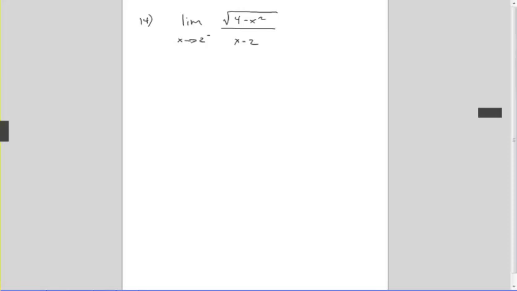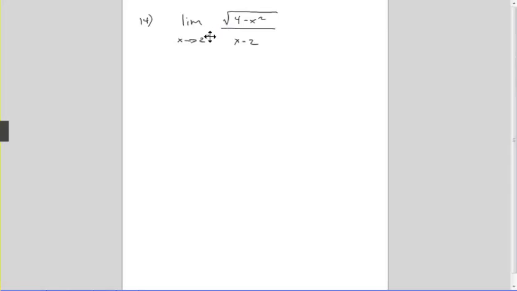This is problem 14, section 7. So let's just read it. The limit as x approaches 2 from the negative side of the square root of 4 minus x squared over x minus 2. Now, you look at that and you say, why do they put a minus sign in there? Of course, that's coming from the left-hand side, so it would be from less than 2.